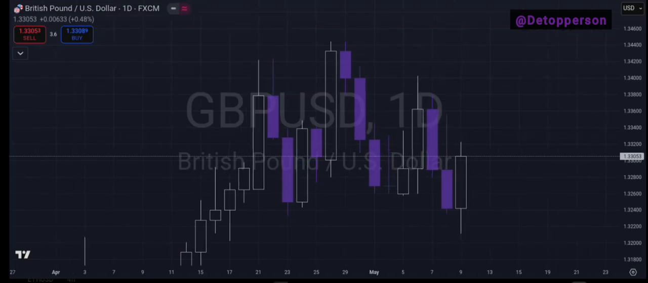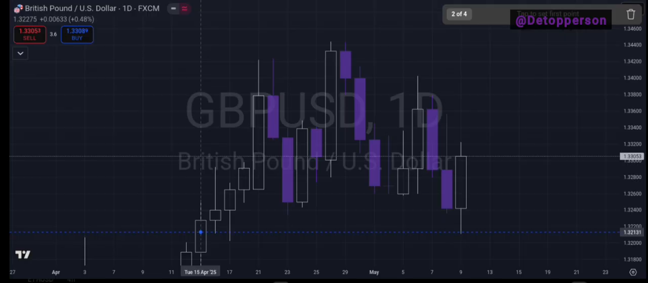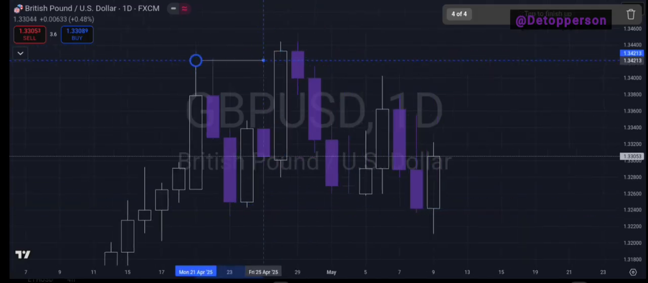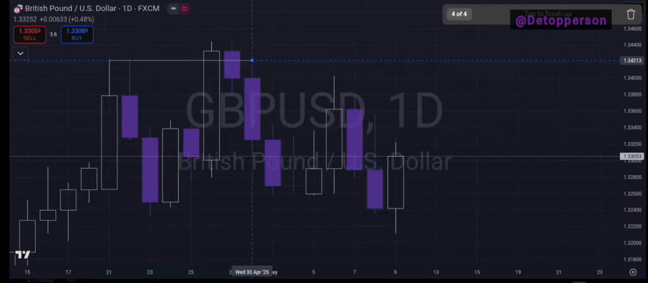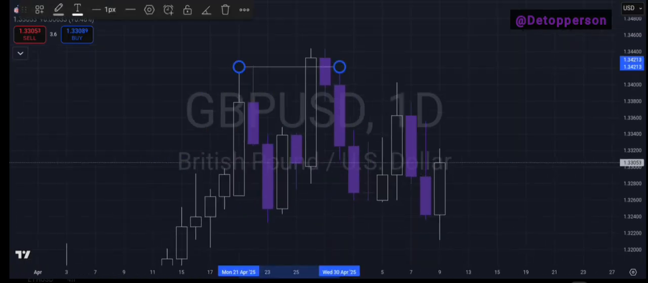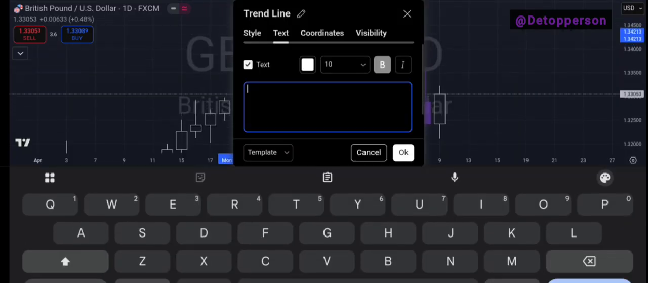We have price filling this fair value gap, and then what? Expansion. Okay, price came all the way back, and boom, this high here was taken. So this would be our what? Sell side liquidity and buy side liquidity. Sorry, buy side liquidity.